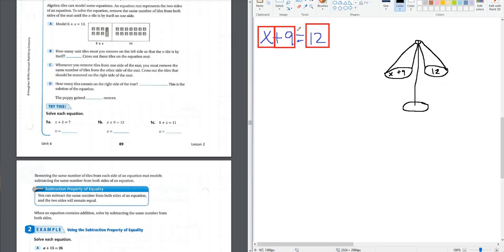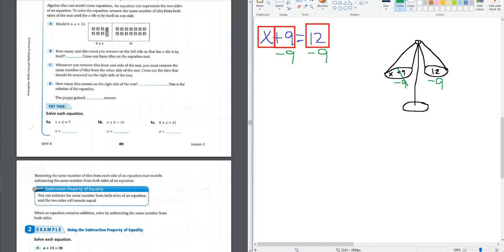I want to get rid of this 9 because it's not my variable. My variable is x, and I need to get rid of that. So in order to get rid of it, I have to do the opposite of what it was doing before. So if I'm adding 9, if I gave someone $9, if I want to make sure that it's like nothing happened, then I want to subtract $9. And that kind of cancels it out. But to make sure that my scale is balanced, I'm going to do it to my right side as well.